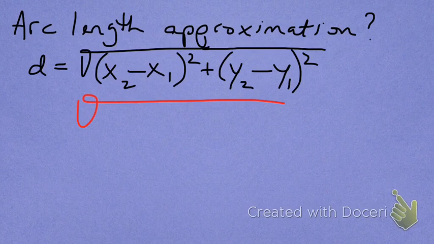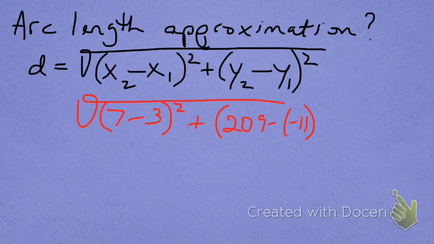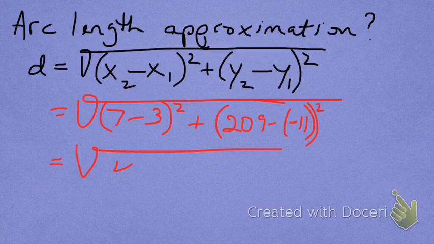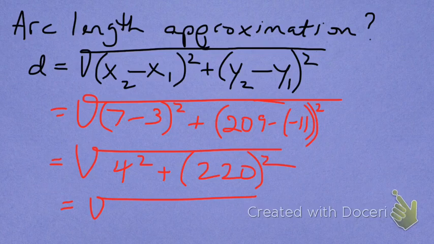So the change in the x's, that's 7 take away 3. Order doesn't matter here since you're squaring. Change in the y's, 209 take away a negative 11. Okay, we'll square that. Well, that is the square of 4 and the square of a positive 220. That's going to be a whole lot. That gives us 16 and 48,400. We'll add those.